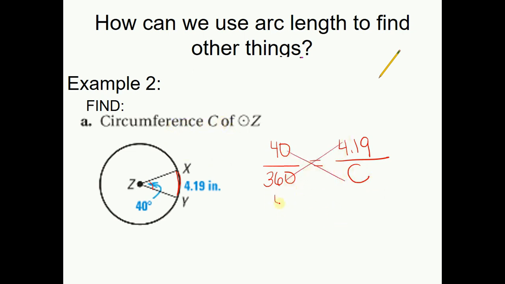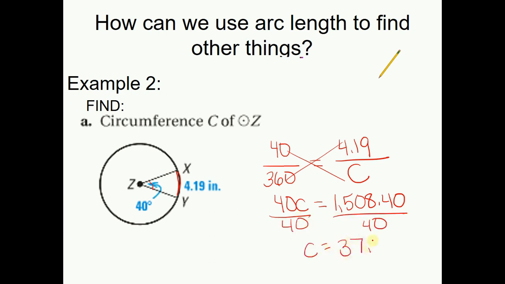So it looks like I've got to cross multiply again. So 40C equals 360 times 4.19. That is 1,508.40. Looks like I've got to divide by 40. So C equals 37.71. My label, since this is circumference and that's just a measure of distance, will be inches.